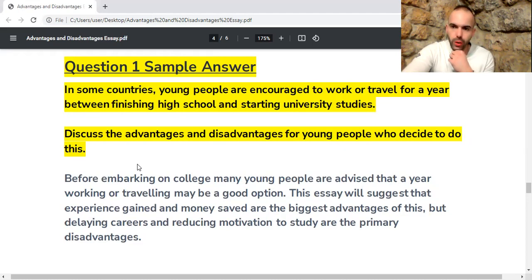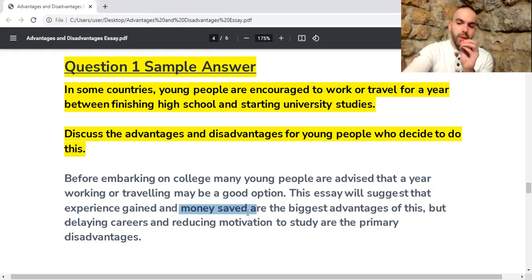In main body paragraph 1, you will have to talk about the advantages, which are experience gained and money saved. Now I'm going to give you some time to write about only one, as I have recommended. So don't worry about this. You can either choose experience gained or money saved if you want. I want you to choose one of these advantages and start writing your main body paragraph 1.